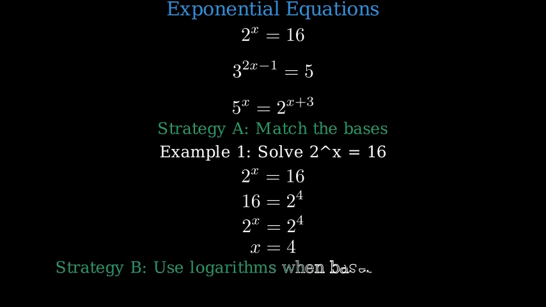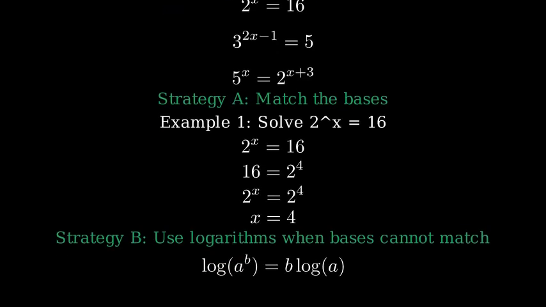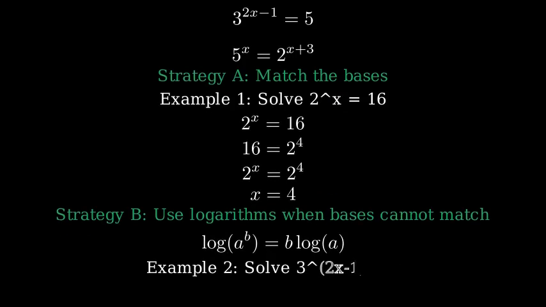But what if we can't easily match the bases? That's where our second strategy comes in, using logarithms. When bases cannot be matched, we can take the logarithm of both sides and use the power rule of logarithms, which states that the log of a number raised to a power equals the power times the log of the number. Specifically, log of a to the power of b equals b times log of a. Let's apply this to our second example.